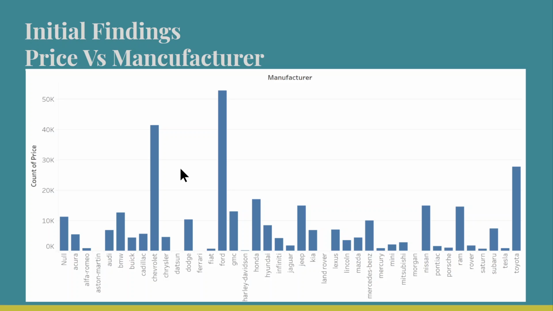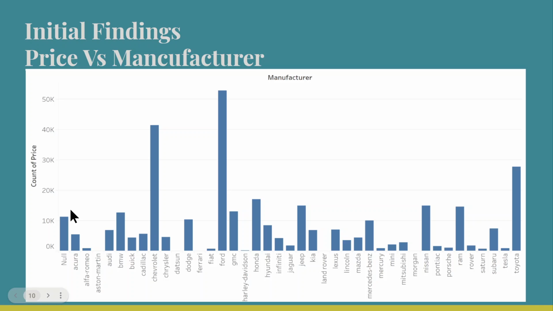So here are the initial findings with price versus manufacturer. You'll see there were some null values in the count of price, but here we can see that manufacturer does have a pretty noticeable impact on price, and that's one of the reasons we picked it in the columns we selected for our initial data set.